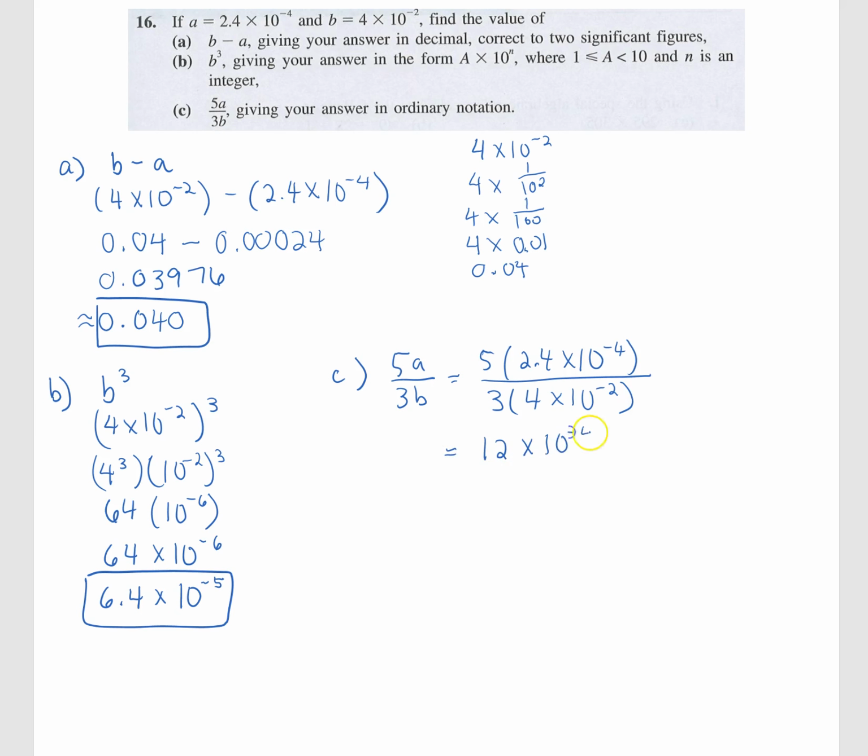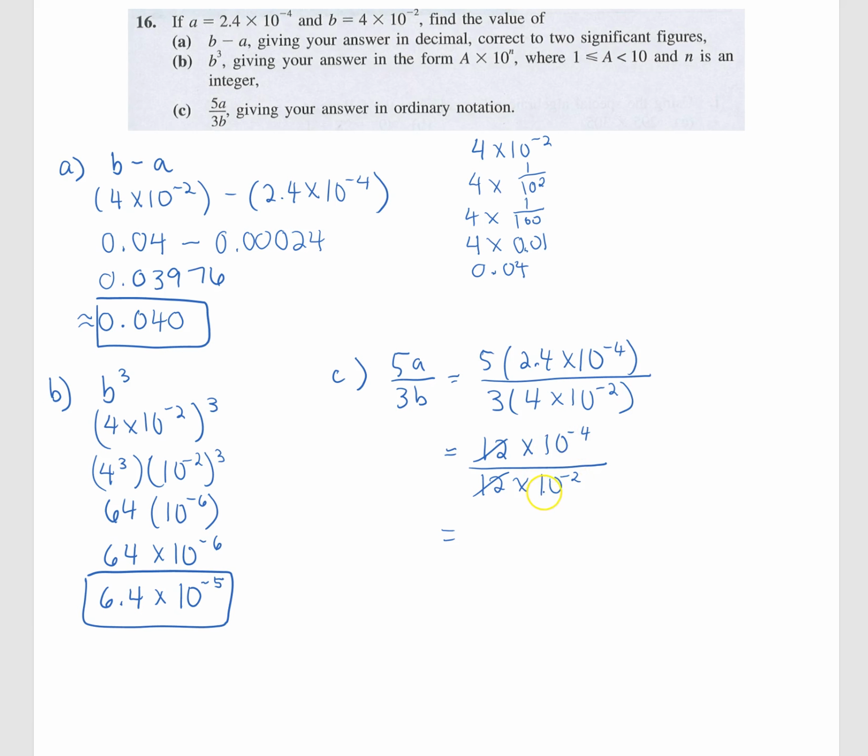Keep this 10 to the power of negative 4 here. 3 times 4 is also 12. We have a 10 to the power of negative 2. So we have a 12 on the top, 12 on the bottom, and those just cancel out. And we're left with 10 to the power of negative 4 over 10 to the power of negative 2.